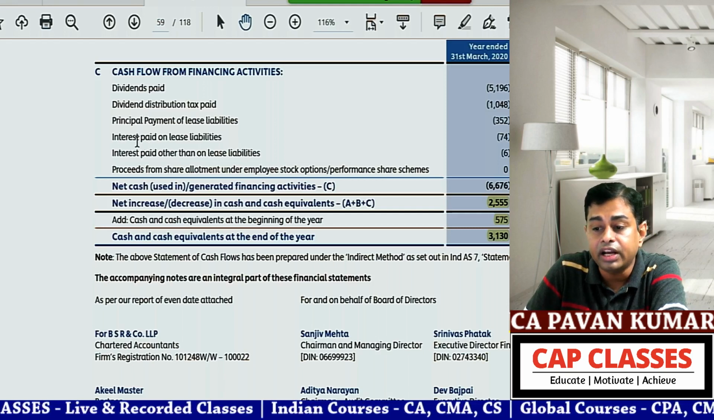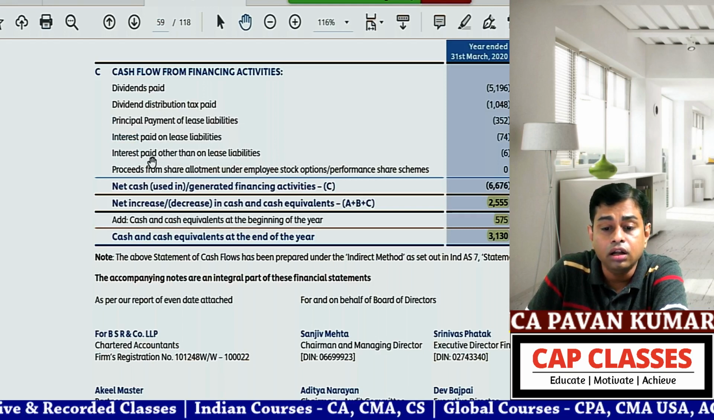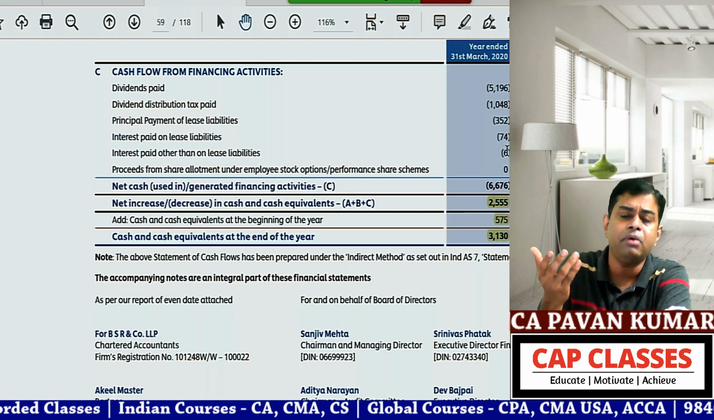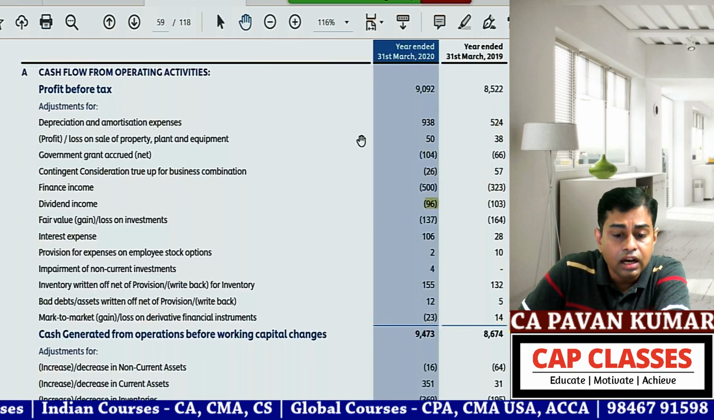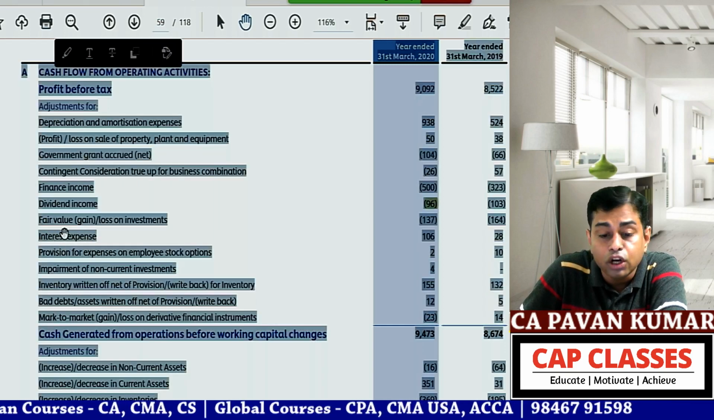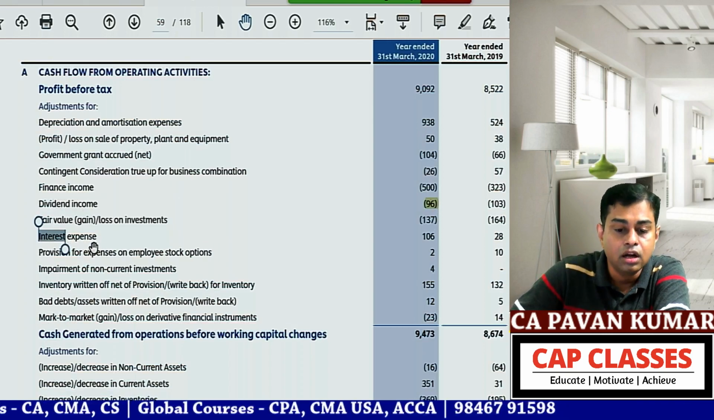Okay, interest paid on lease liability, interest paid on other than lease liability, something they have shown in the accounting, some reconciliation they might have shown, but basically this interest expense is there, no? This interest expense will go to the third bucket.